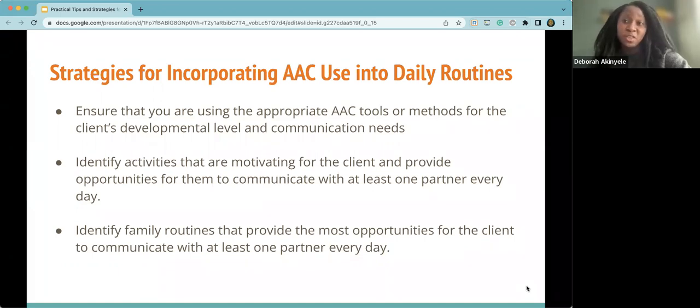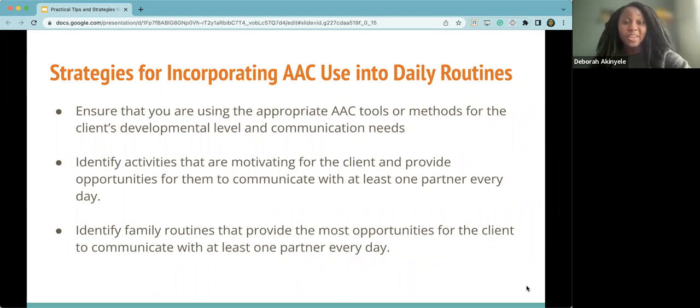Another strategy is to really take some time to identify activities that are motivating for the client and to provide opportunities within those activities for them to communicate with at least one partner every day. And so we all like to do things that we enjoy. And when children are engaged in activities that are motivating for their own sake and not motivating because maybe they're going to get a reward or they're going to get praise, that's going to really be an opportunity for them to be engaged.